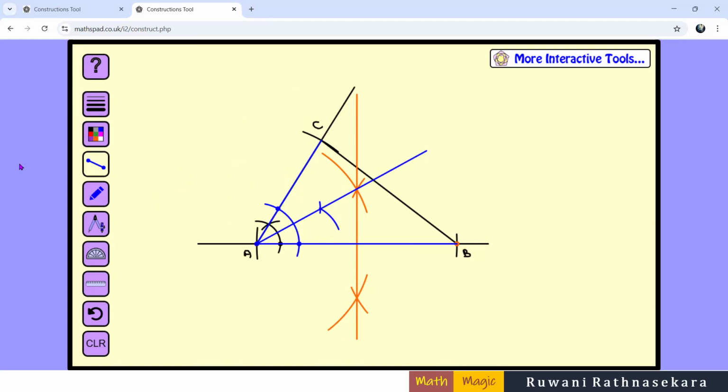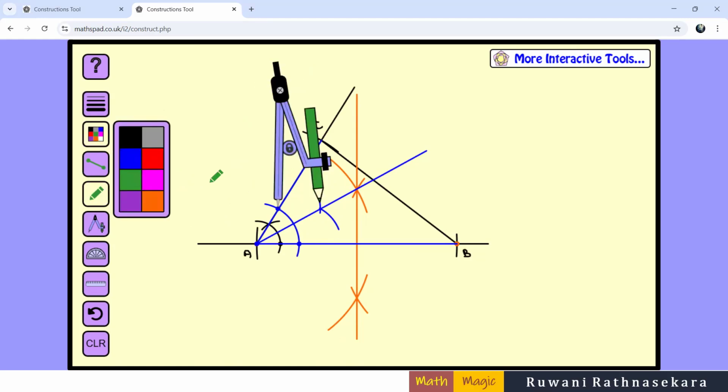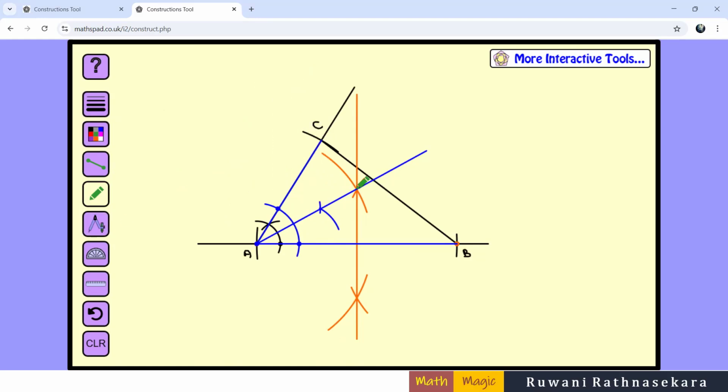Then in the next step of the question, you have to mark the point of intersection of the fourth locus and the fifth locus as L. Where the perpendicular bisector and the angle bisector meet is L. Finally, you have to draw the circle with the radius L.